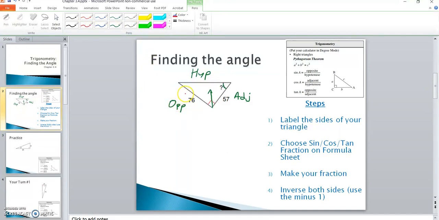So to do that, I have to circle the sides with numbers. So my opposite is 76, and my adjacent is 57. So I'm looking for opposite and adjacent over here, and I can see that tan A is opposite over adjacent. So tan A equals 76 over 57.